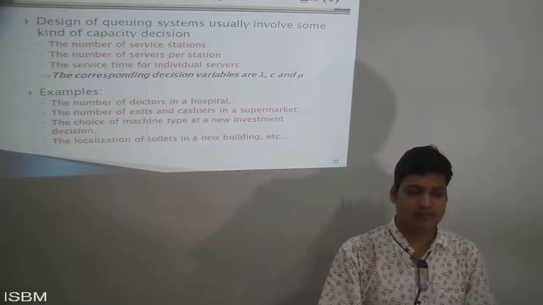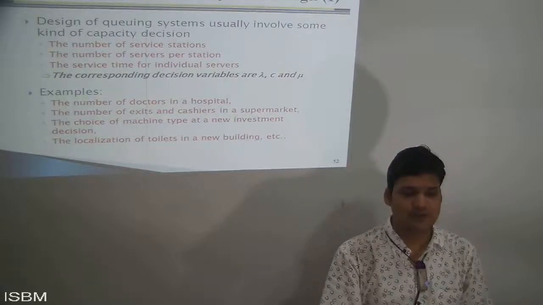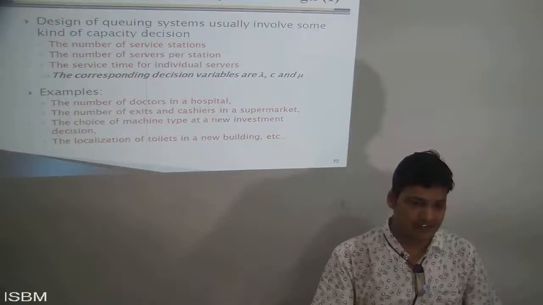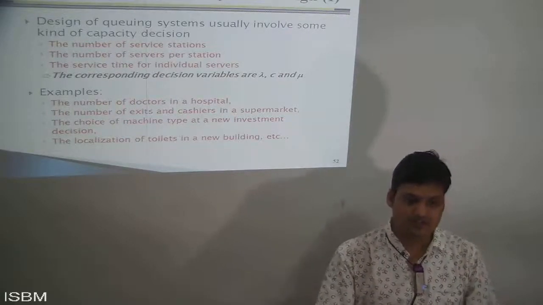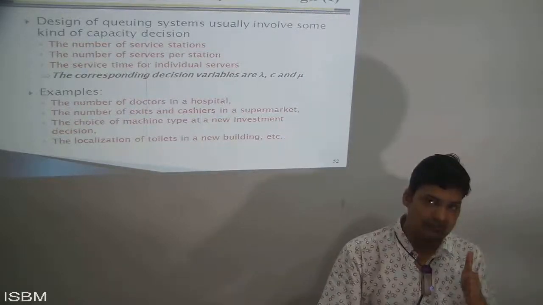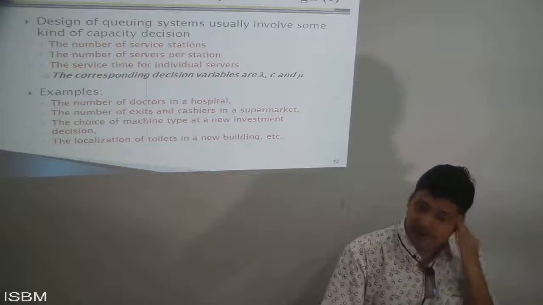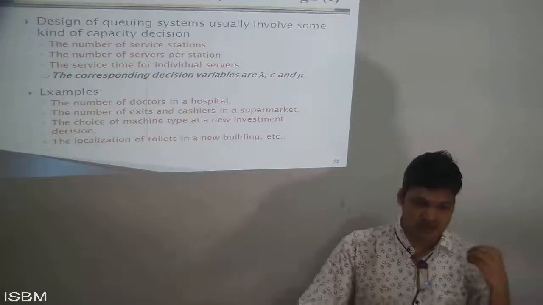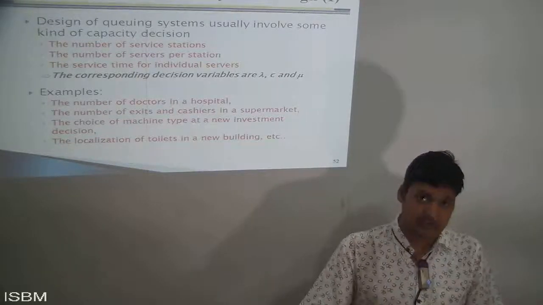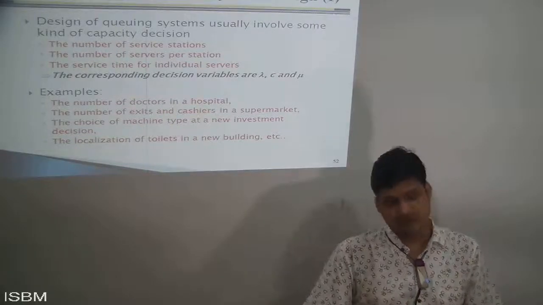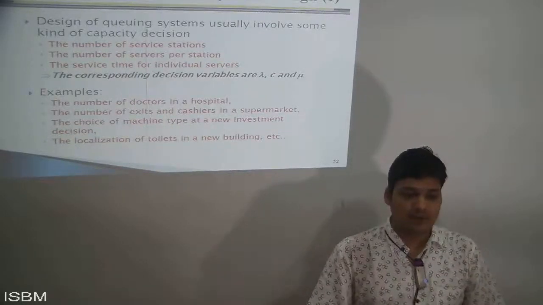Queuing model and system design. Design of a queuing system usually involves some kind of capacity decision. What capacity decision? The number of service stations, and the number of servers per station. So how many service stations we have, and how many servers there are per service station. The service time for an individual server, how much time it will take for each and every server, which we talked about yesterday. The corresponding decision variables are lambda, c and mu.